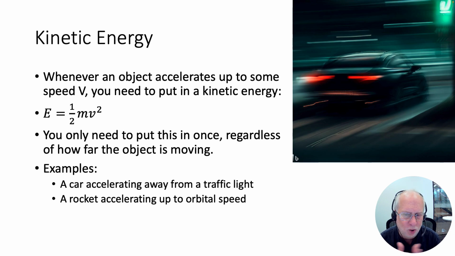People sometimes tend to use this and assume it's half mv squared per second or something like that, but it's not. It's just once. So, for example, when the traffic light goes green and you accelerate your car, you use half mv squared worth of energy to get up to your cruising speed. It can then stay at the cruising speed with no more kinetic energy needed. Likewise, a rocket accelerating up to an orbital speed will exert that half mv squared to get up to that speed, and that's all you need.